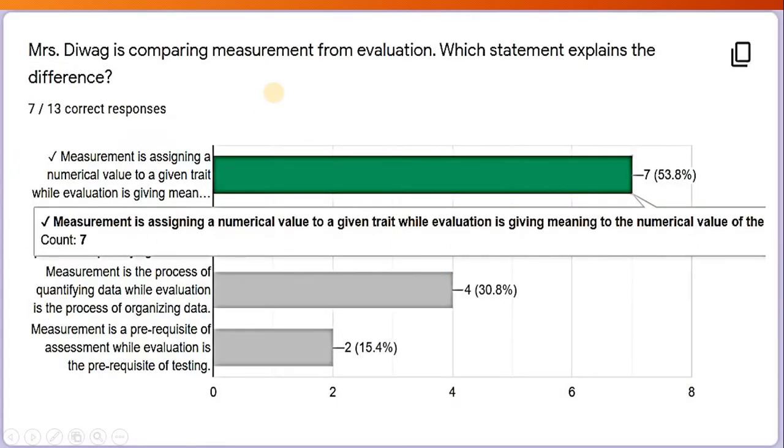We have another result. Mrs. Diwag is comparing measurement from evaluation. Which statement explains the difference? It's good that more than half of you were able to get it right. The correct answer is the first option. Measurement is assigning numerical value. That's correct. While evaluation is giving meaning to the numerical value. So that's simply the difference between the two.